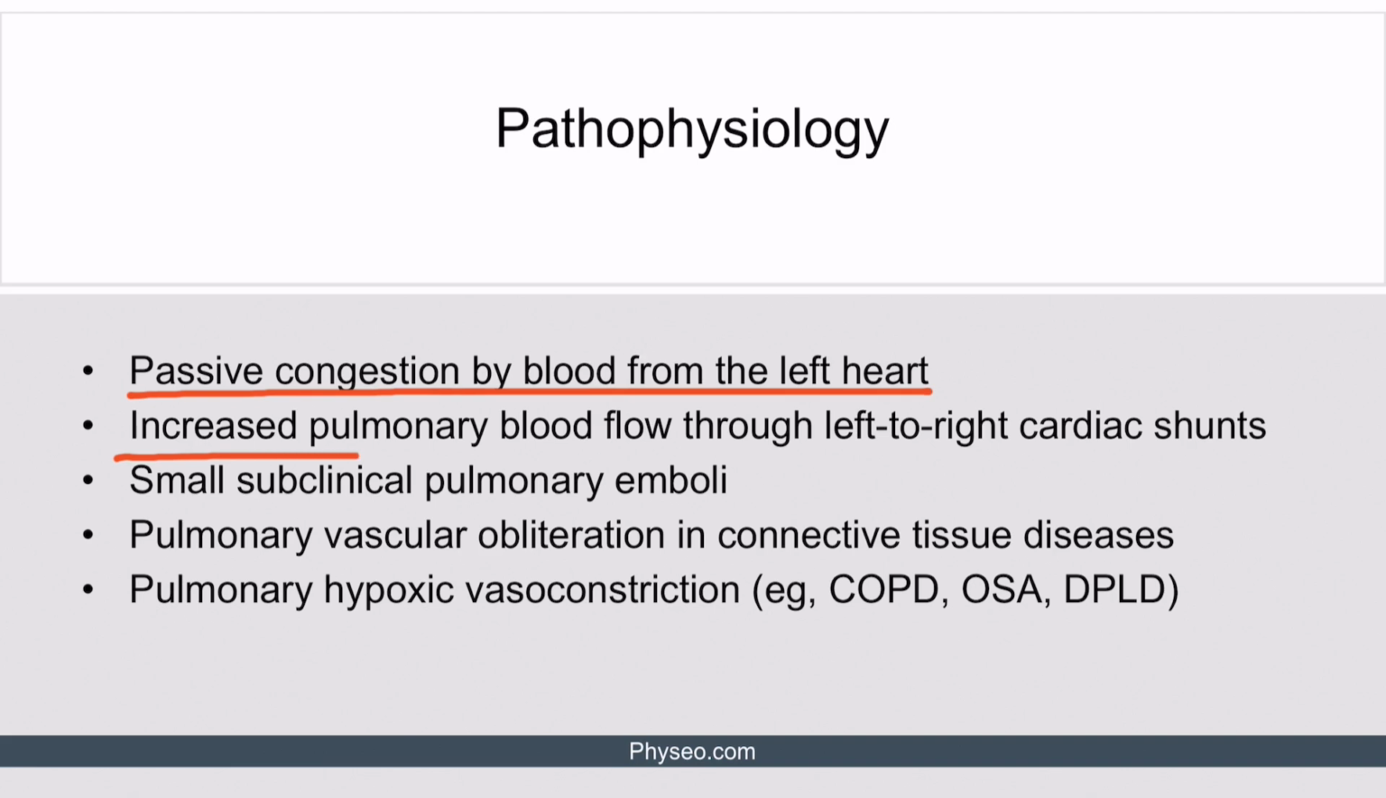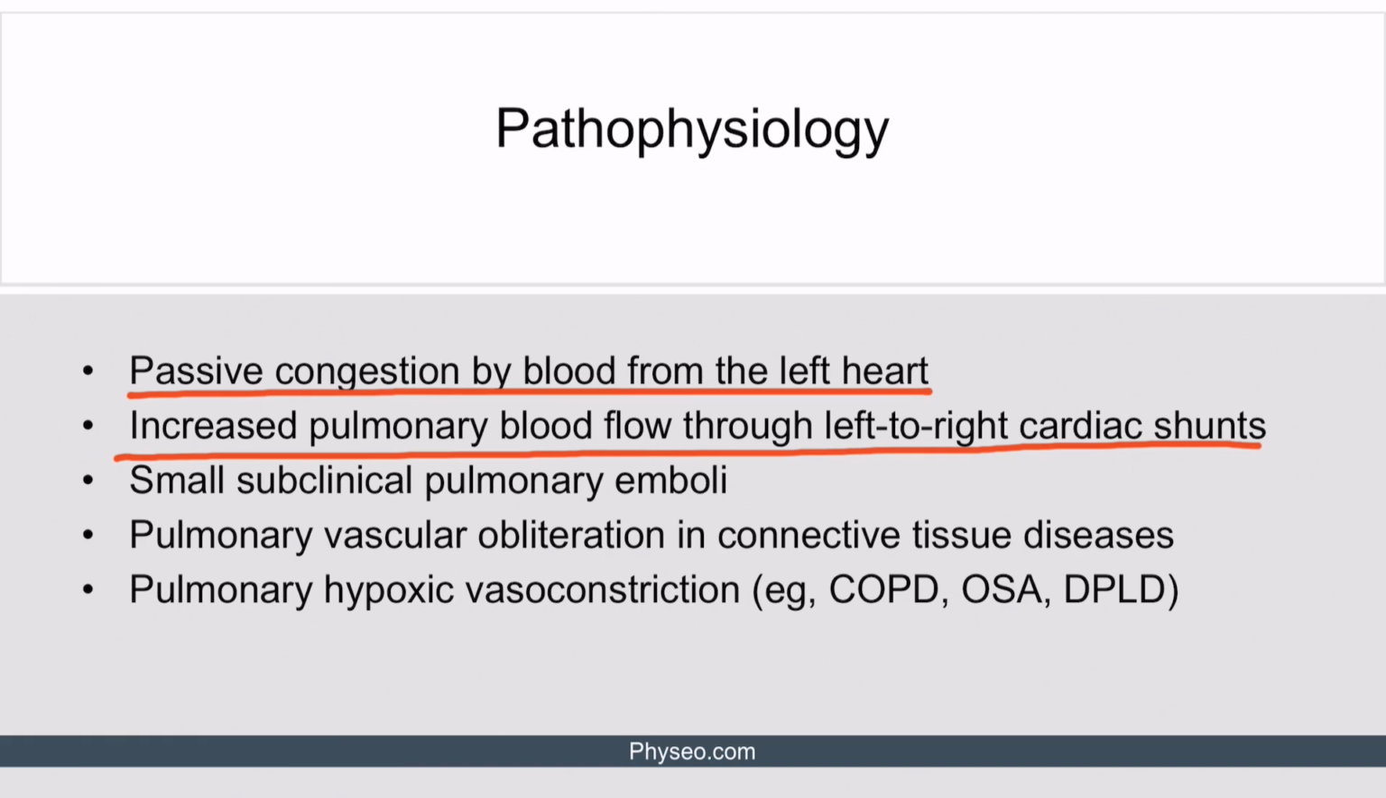Additionally, increased pulmonary blood flow through left to right cardiac shunts can increase the pulmonary mean arterial pressure. In this case, there is simply a greater than normal amount of blood filling up the pulmonary vessels. Examples of this mechanism include ventricular septal defects, atrial septal defects, and a patent ductus arteriosus.